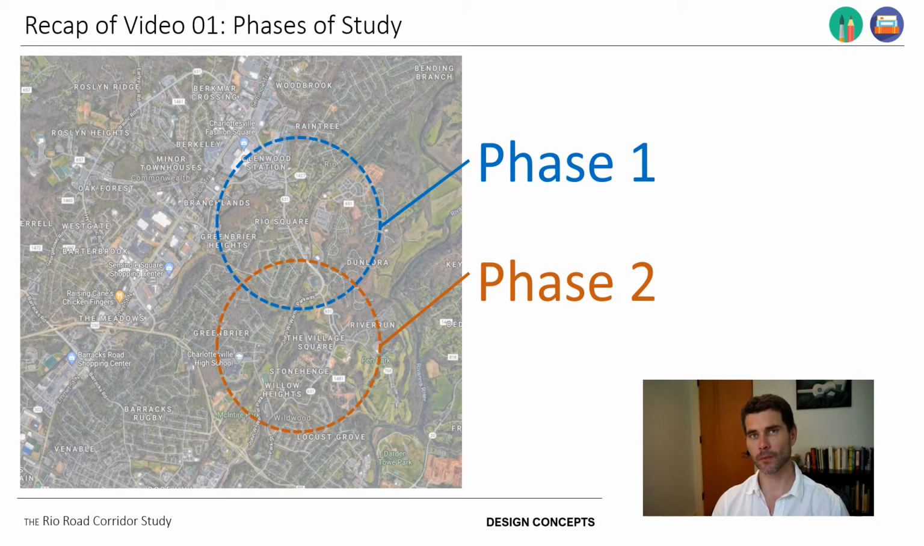Our study has also been organized into two phases, Phase 1 and Phase 2. Phase 1 is from the John Warner Parkway headed north toward the Rio 29 Small Area Plan, and Phase 2 is the John Warner Parkway headed south toward the city's jurisdictional boundary. For the purposes of today's presentation, we will be focused on Phase 1 only.